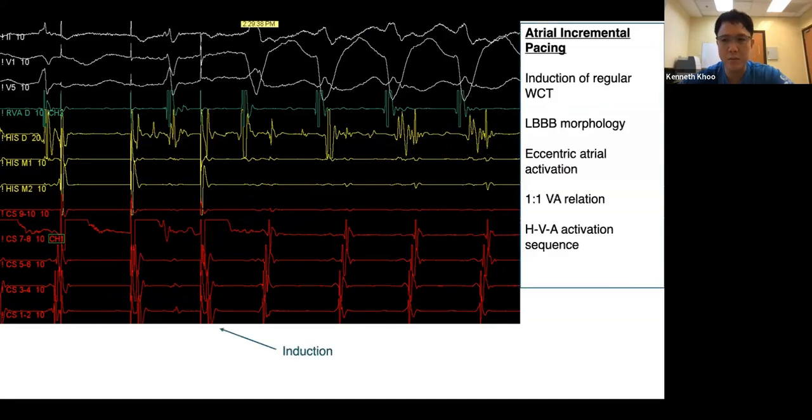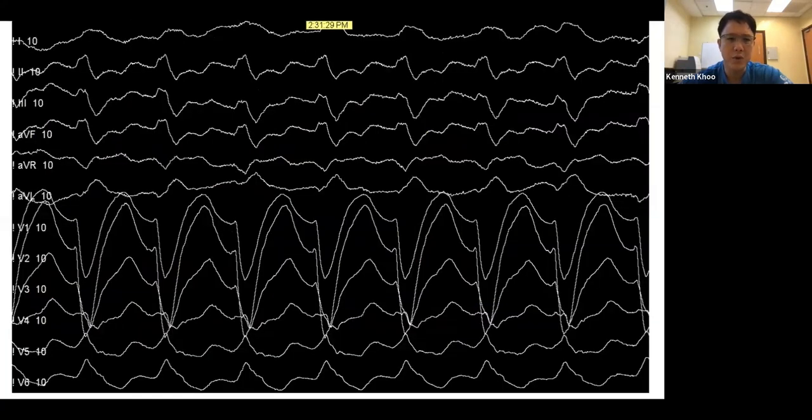Now, it is a regular, broad complex tachycardia with left bundle branch block morphology. From concentric atrial activation, it changed to eccentric atrial activation now during the tachycardia, and there is a 1-to-1 VA or AV relationship. We switch to the 12-lead during the tachycardia, and we can see that it has a left bundle branch block morphology, and essentially the same as the first surface 12-lead ECG that I've shown previously. So this is the clinical tachycardia.